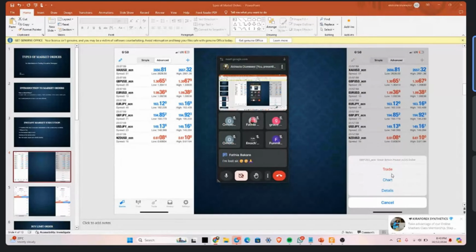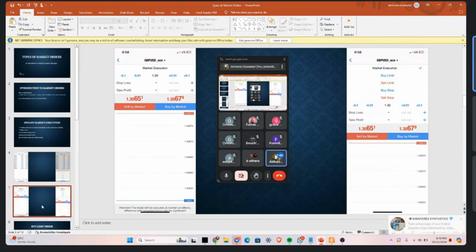Now click on trade. Once you click on trade, it will bring something here, the next slide. Now, can you see GBPUSD at the top? In my own case, I have GBPUSD there. Your own, you might have something else. If you are not having what you want, you're not seeing my screen.